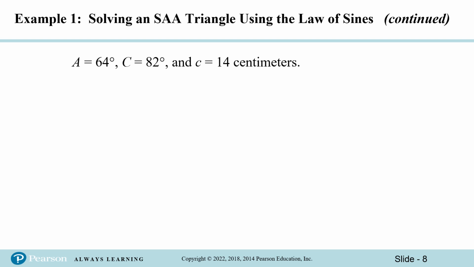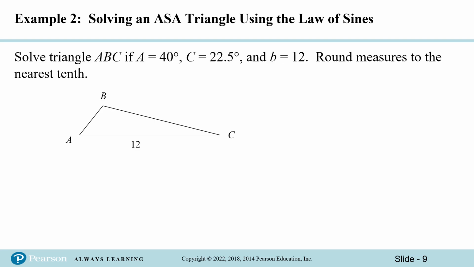And this is the same one. Solve triangle ABC. Angle A is 40 degrees. Angle C is 22.5. And we know side B is 12. So we don't know A, and we don't know C, and we don't know angle B.